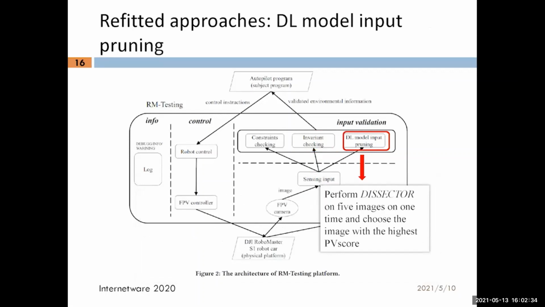For the deep learning model input pruning module, we implemented and modified the dissector approach. With the original approach, there is a fixed threshold to determine whether the input image is valid and drops the invalid ones. In some situations, such a fixed threshold could lead the self-driving program to drop all received images during a period of time. So we perform the approach on 5 images at one time and choose the one with the highest score.